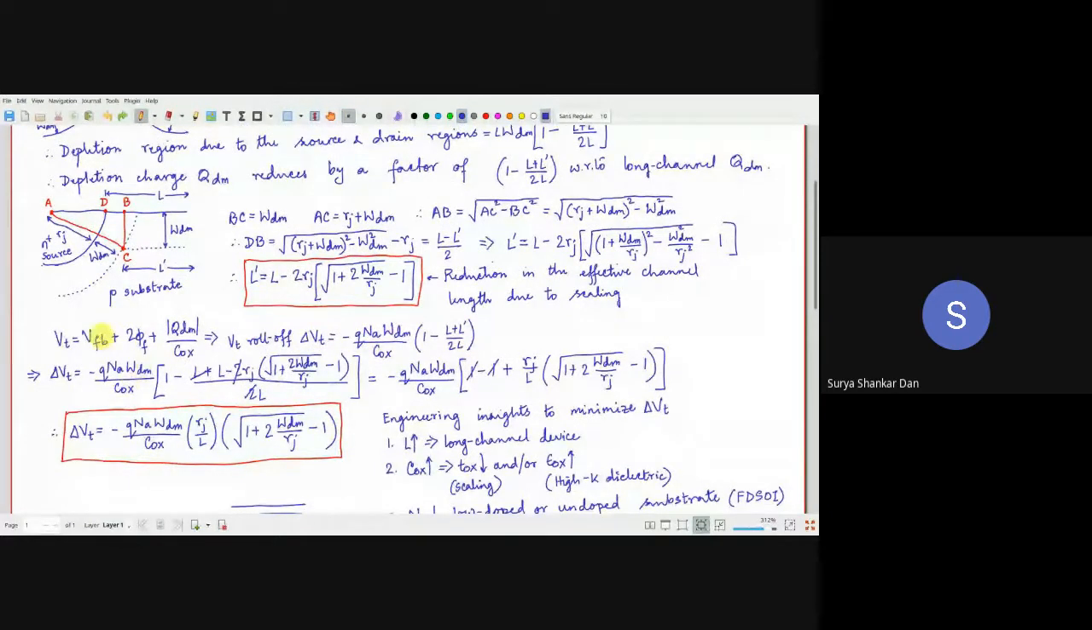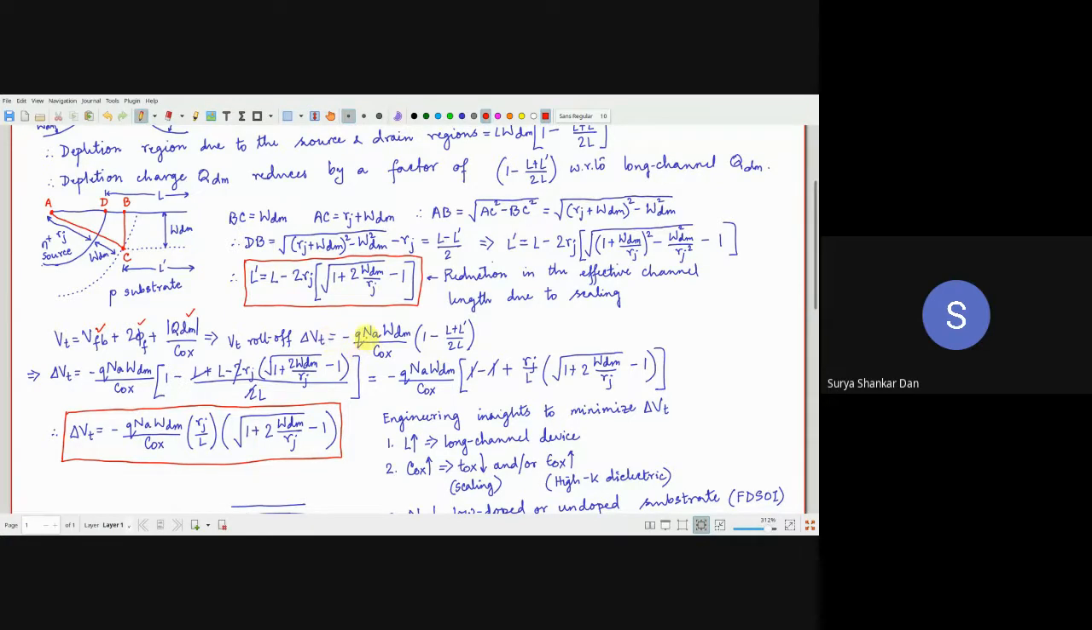So what is the change in VT? Notice VFB doesn't change, 2φf doesn't change. Only what changes is QDM. QDM, which we have noticed that the depletion charge QDM reduces by a factor of this. So all I'm going to do is the VT roll off will be equal to the QDM value, which is minus Q.